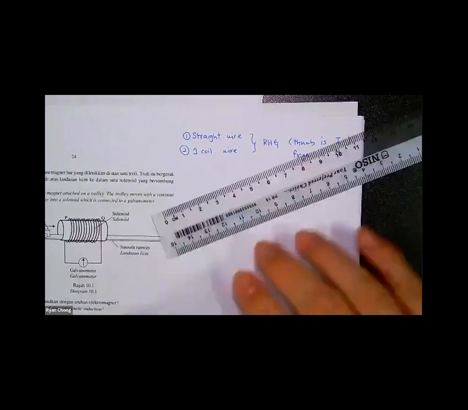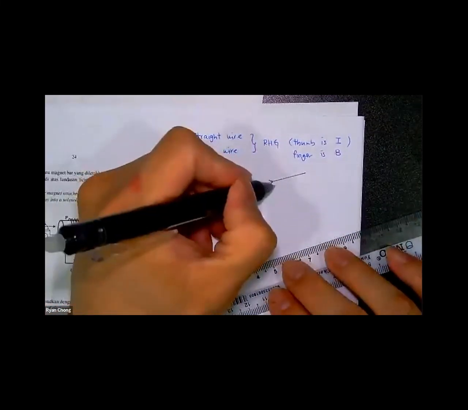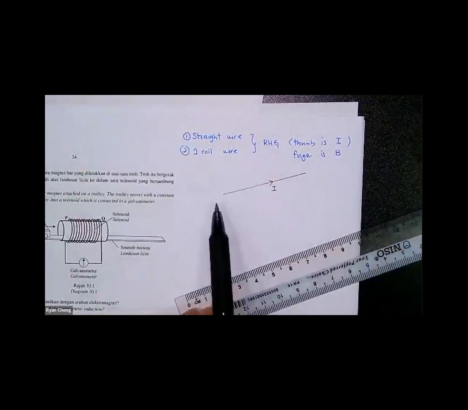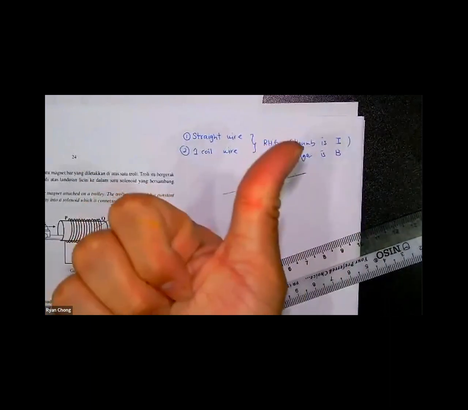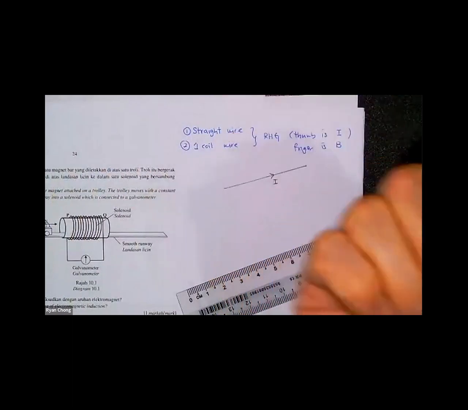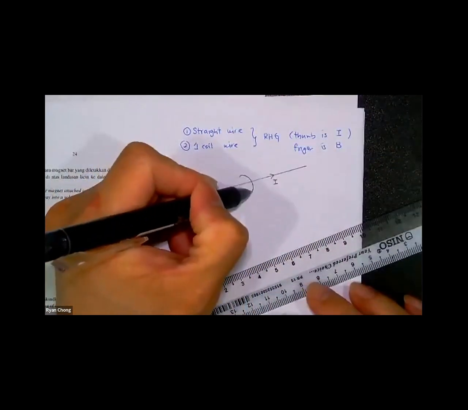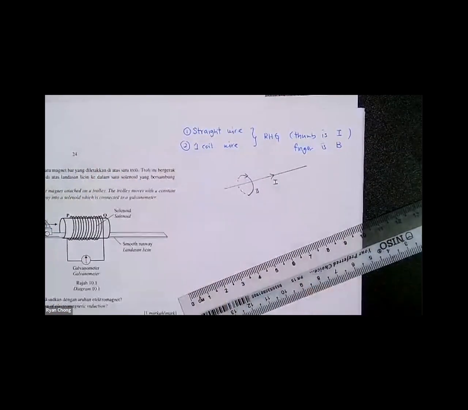So for example, if you have a current flowing in this way, how do I know my magnetic field direction? Because it is a straight wire, we use the right hand grip rule. Your thumb follows the current direction, then you will get clockwise. So the magnetic field is produced in this way. This is how we use the right hand grip rule.